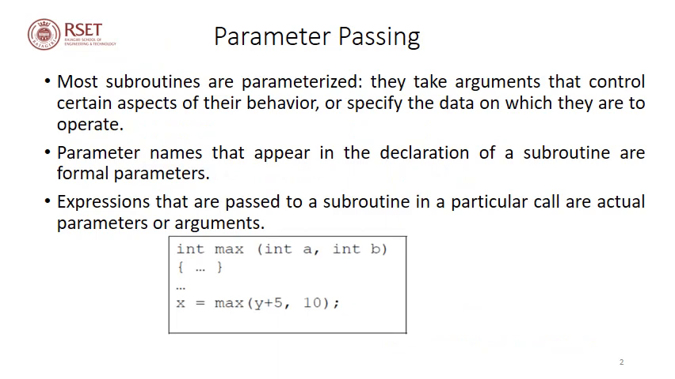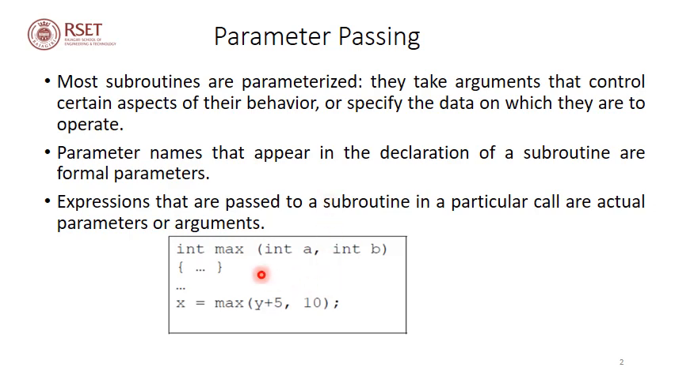Now we'll move on to the topic parameter passing. Most subroutines are parameterized. They take arguments that control certain aspects of their behavior or specify the data on which they are to operate. Parameter names that appear in the declaration of a subroutine or definition are called the formal parameters. Expressions that are passed to a subroutine in a particular call are the actual parameters or the arguments.